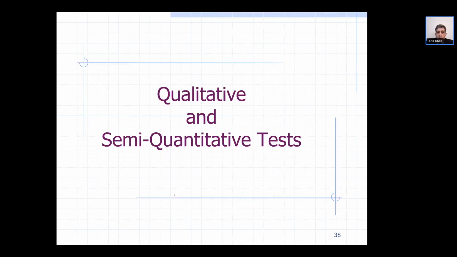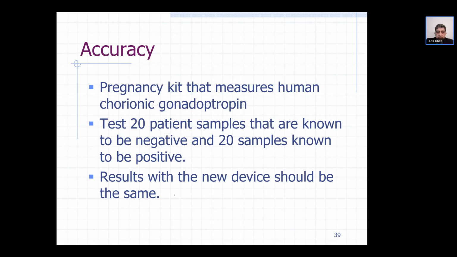Next, we come to qualitative and semi-quantitative tests. How would you evaluate them? Those would be done in a similar way. An example here is the pregnancy kit, which measures human chorionic gonadotropin. Here you would run 20 patient samples that are known to be negative and 20 samples that are known to be positive, and you would see if the results between the two are the same.